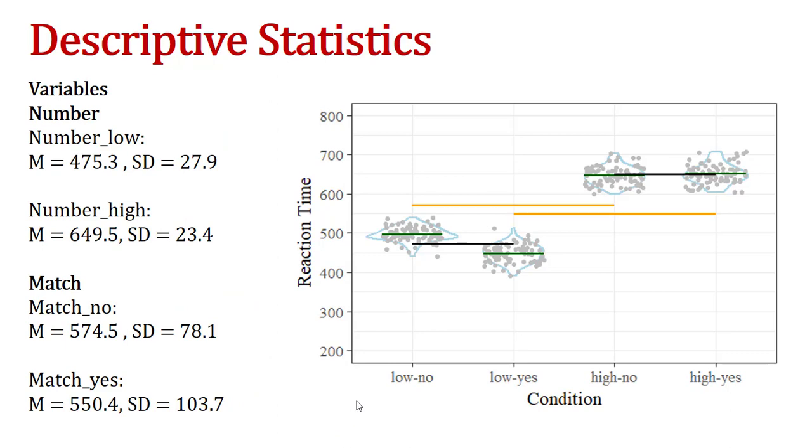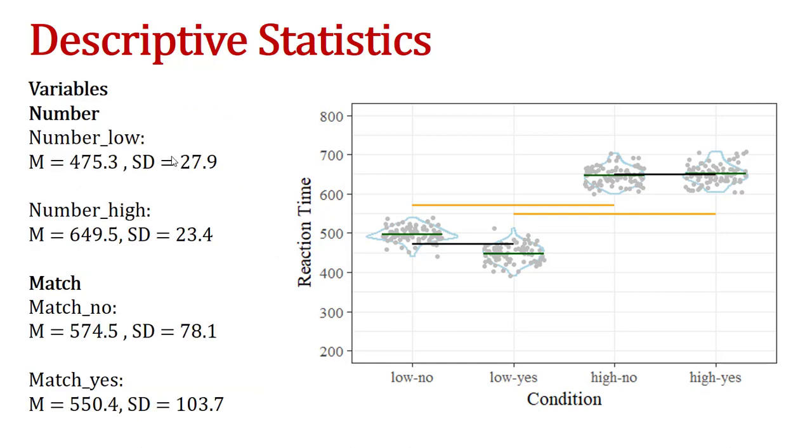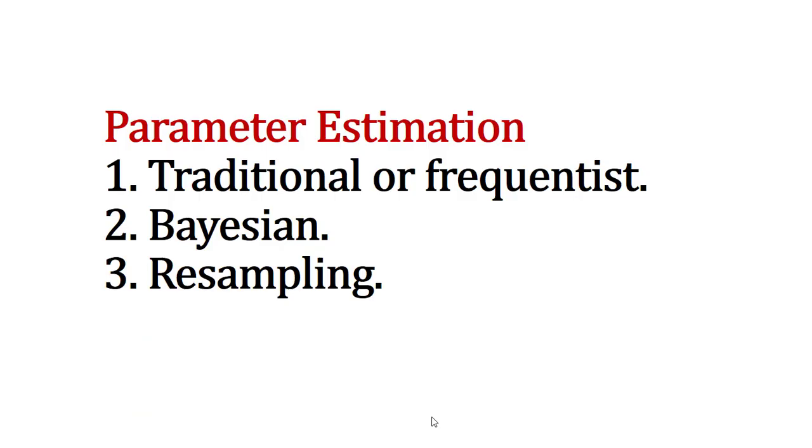Okay, so those were the data in each condition, the mean and standard deviation, and this is the mean and standard deviation for each value of the variable. So variable number, low, this is the mean and standard deviation, high, mean and standard deviation, and for match, no match and match. You can see that the difference between match and no match is not big, around 24 milliseconds, but here is more, a bit less than 200 milliseconds. So let's see now parameter estimation. We are going to see the traditional frequentist approach, the Bayesian approach, and resampling.